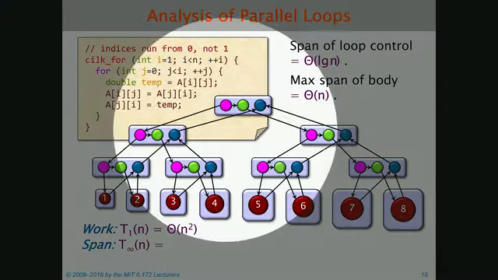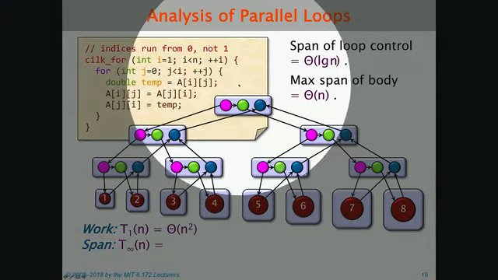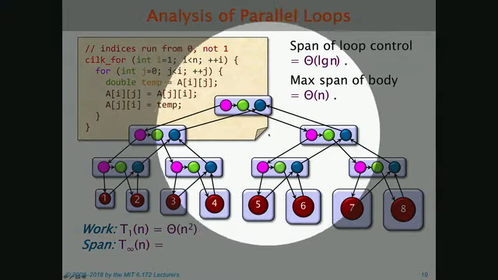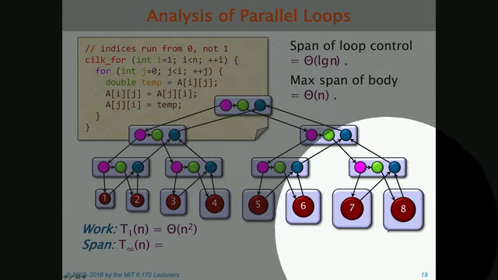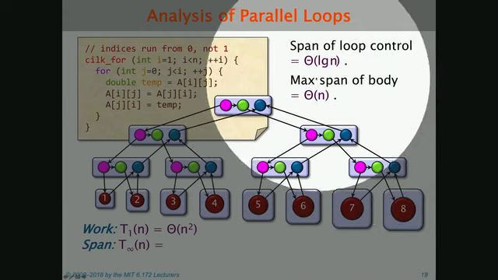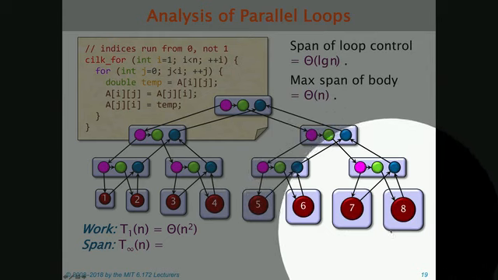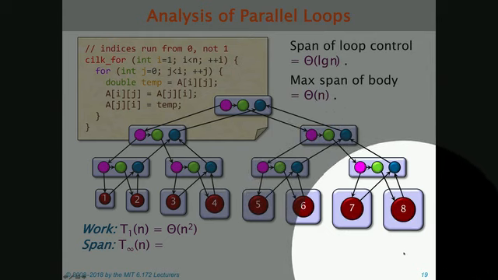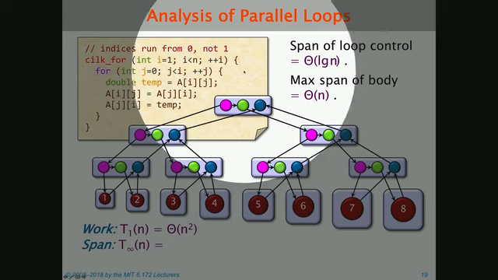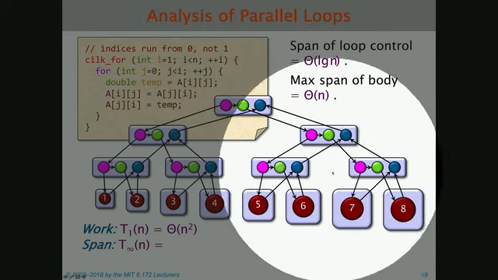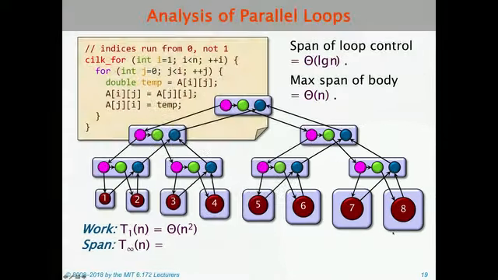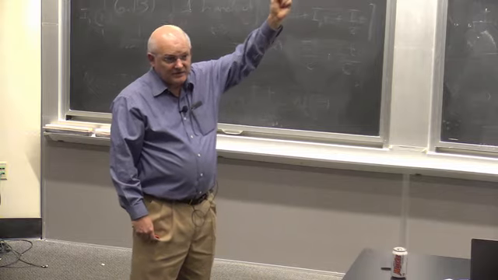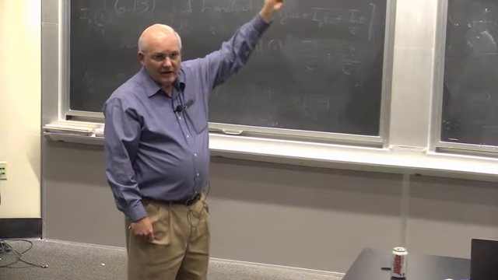Yeah, so the longest path is basically going from here down, down, down to 8, and then back up. Okay, and so the 8 is really n in the general case, right? So we basically are going down, and so the span of the loop control is log n, and that's the key takeaway here. The span of loop control is log n.